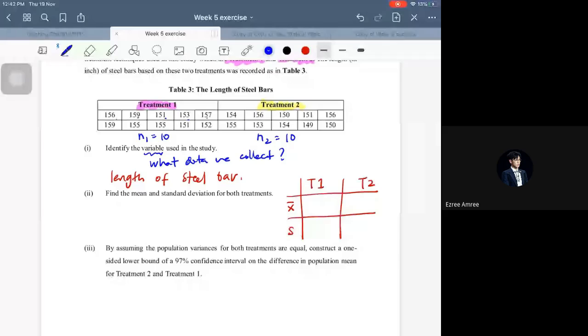154.8. What about the S? 3.0111. Yes. Okay, so your friend over here got a value of 154.8 for X bar for treatment number 1, and for S, he got a value of 3.0111. Okay, so for treatment number 2, what is going to be the mean and standard deviation?